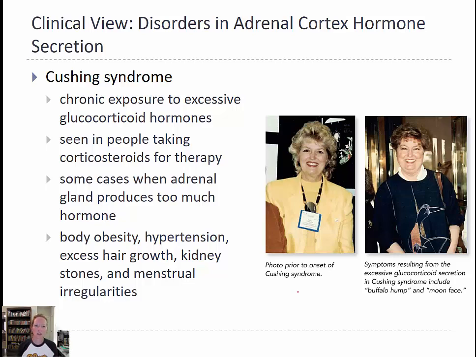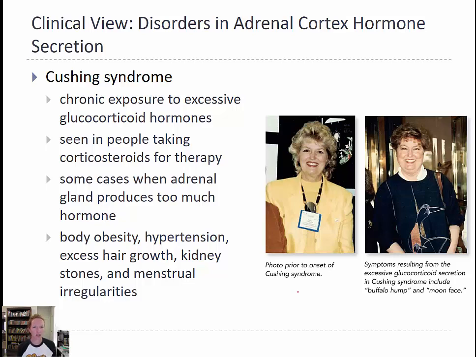All right, so let's first take a look at the disorder called Cushing syndrome. And over here they give you pictures of a woman before she has Cushing syndrome and then after. It says that it's a result of excessive glucocorticoid secretion. So anytime that an individual is exposed to an excessive amount of glucocorticoid hormones, then they can develop Cushing syndrome.